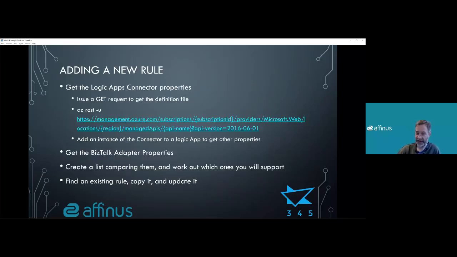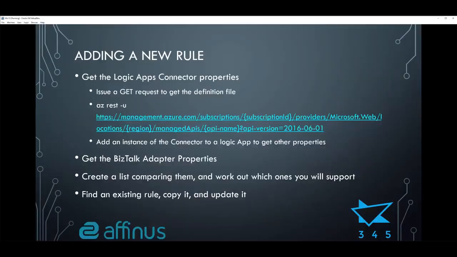The basic steps for adding a new rule, especially a new rule for a new adapter, are these. First of all, we want to work out what the properties are for the connector in AIS. In this example we're using the SFTP adapter, there's an SFTP connector in Logic Apps, and that has a certain number of properties on it. We need to know what those properties are, and we need to compare them to what BizTalk has as well, because we've got to do a mapping between the two.